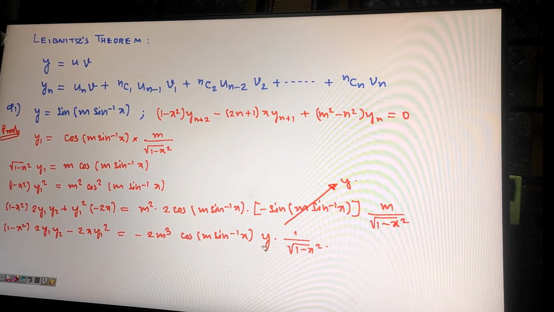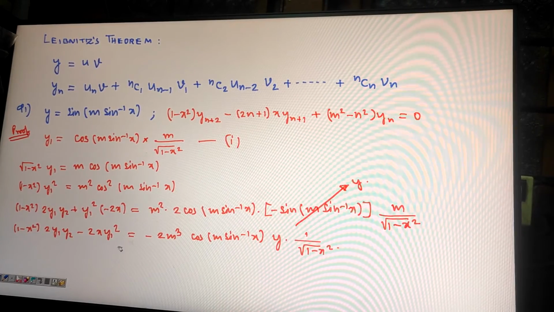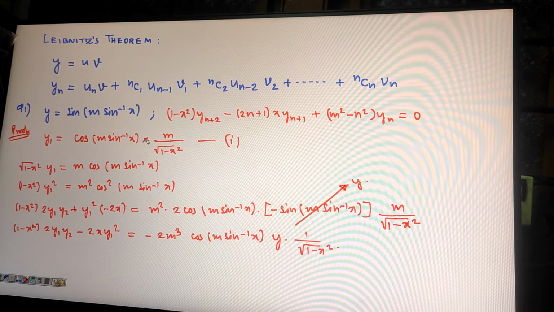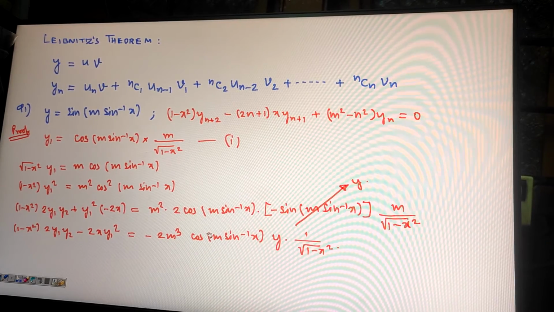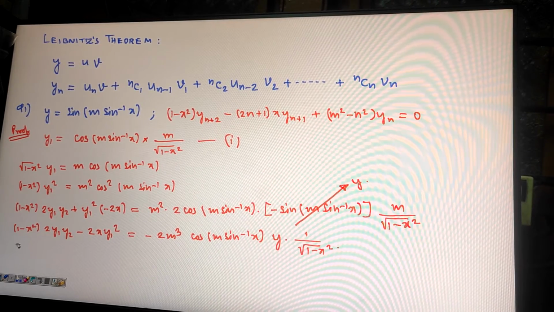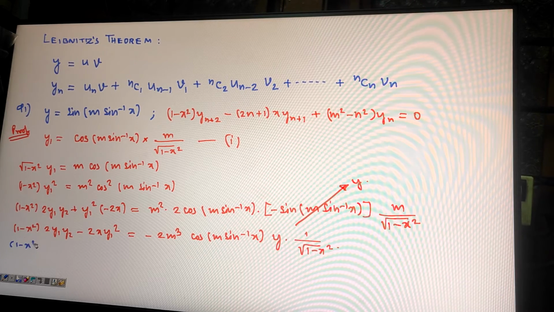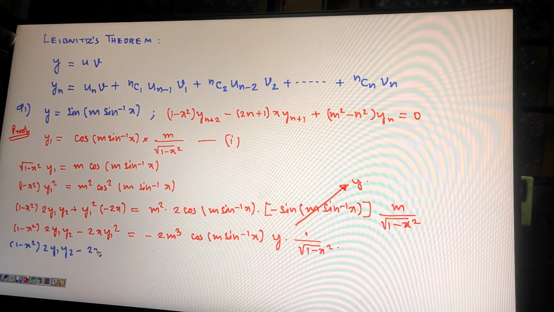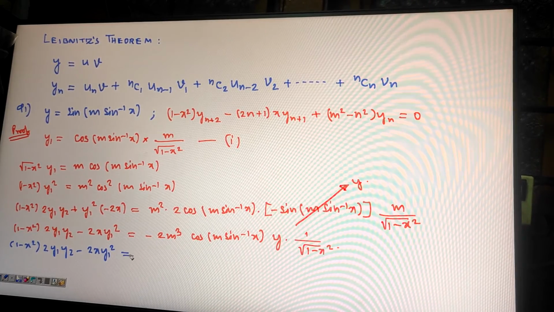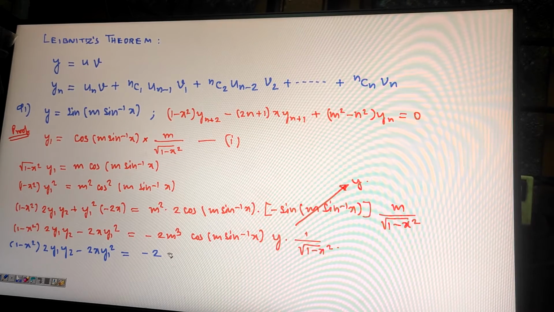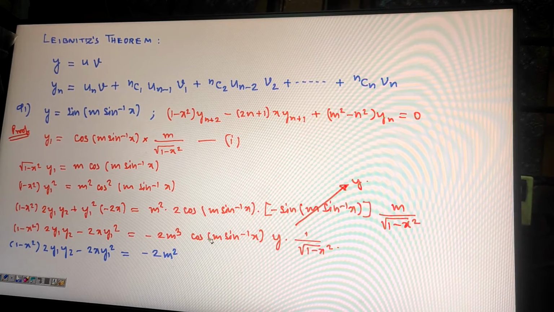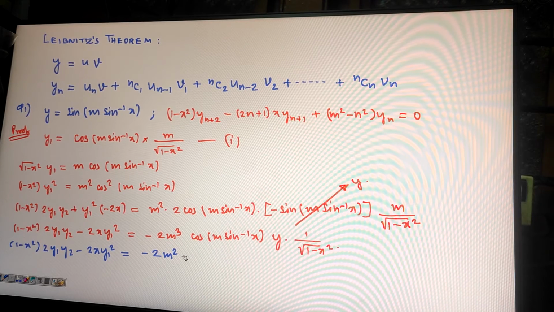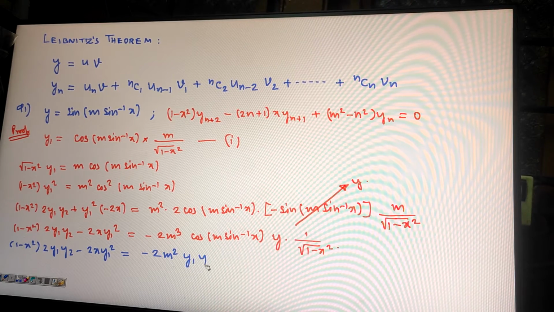Okay, here if I take this as equation 1, now look here: cos m sine inverse of x times m by root over 1 minus x square is nothing but y1. So here I am getting that term, right? So I will write like this: 1 minus x square, 2 y1 y2 minus 2x y1 square minus 2, m square I'll keep out, so m times cos m sine inverse of x divided by root over 1 minus x square is nothing but y1, so this gives me y1 into y, right?